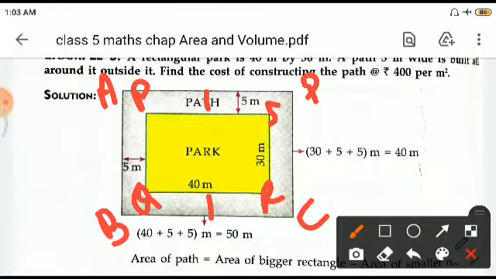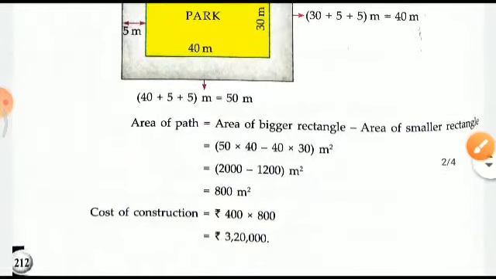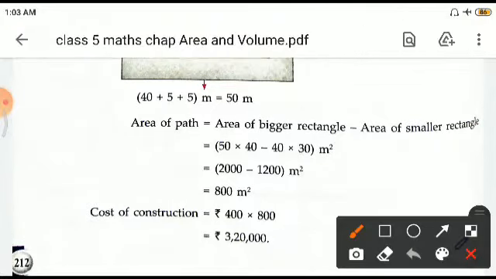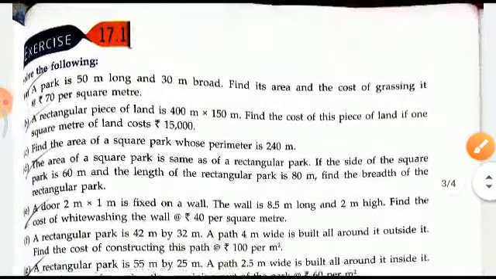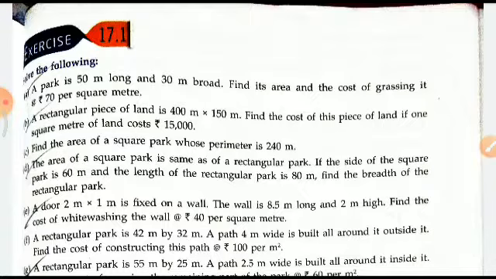So what we will be doing next is we will be subtracting the two. See here the subtraction has been done to get the area of the path, and then this is multiplied by 400 to get 3,20,000 to be the cost of construction, right? This technique needs to be adopted in this exercise here, right?